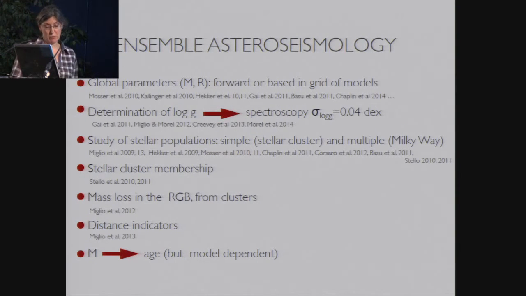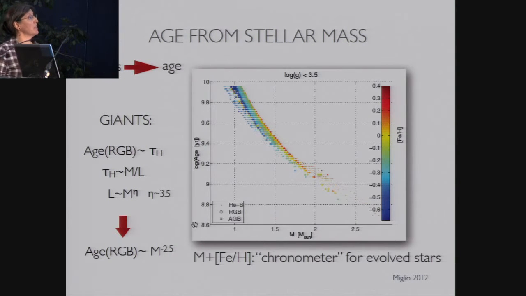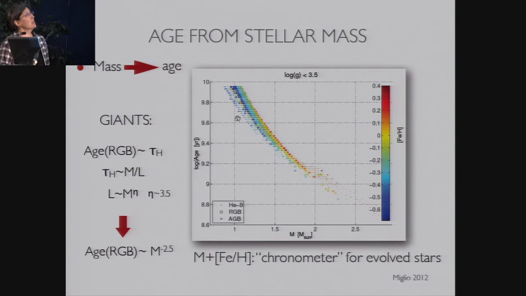It's model dependent, but not so much as for the dwarfs. In fact, you have here the dependence of the age of the red giants as a function of the mass. The color indicates the chemical composition. And you see here that for 1.5 solar masses, you can estimate the age between 9, 9.3, 9.5 in log, more or less. But you see that they follow a very tiny relation.